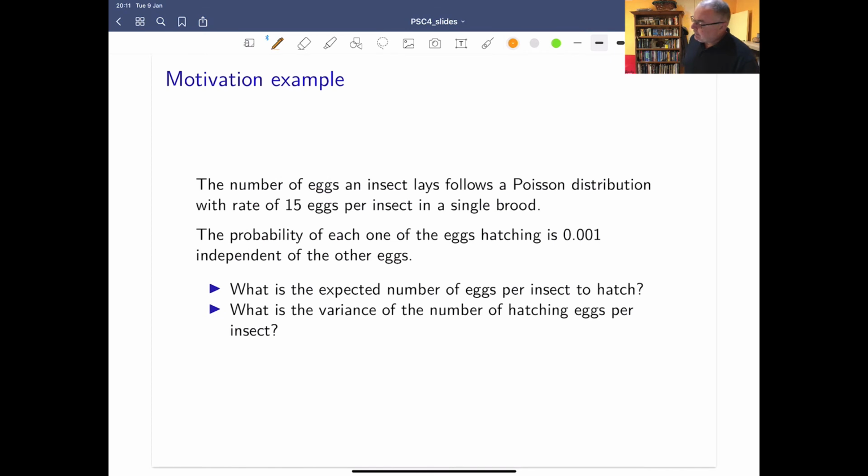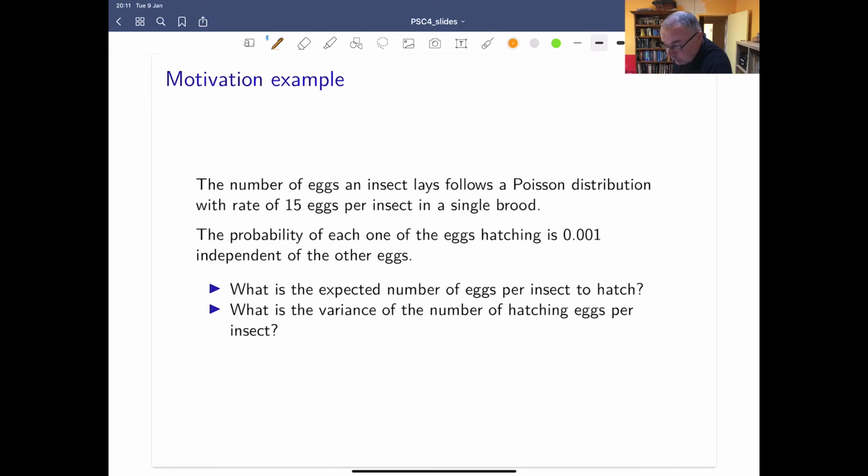So that all seems good, but it's a bit of a sense of, well, I don't know how to use this. So we've got this nice motivating example right from the start that we're now going to use. And we use it a lot in what we call hierarchical models. And here's a classic example. We've got the number of eggs an insect lays follows a Poisson distribution with rate of 15 eggs per insect. Fine. The probability of each one of the eggs hatching is 0.001, independent of the other eggs.